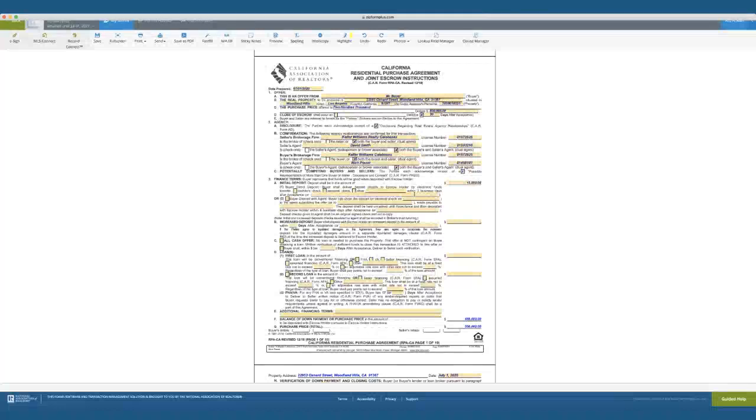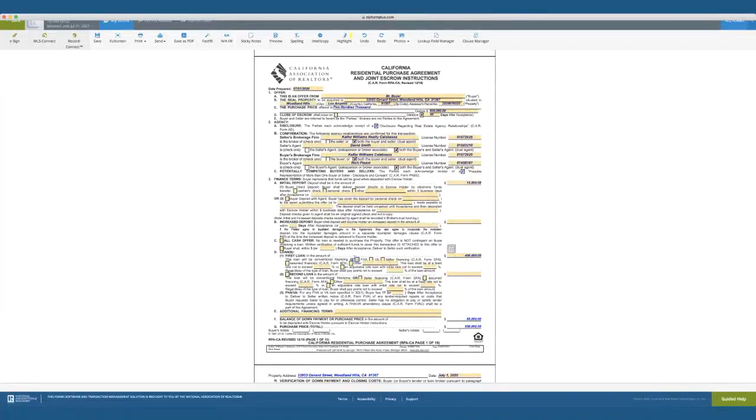So the initial deposit is 3%, and then there's going to be a loan on this. He's going to put 20% down. 20% down is $100,000, and so that will leave a loan of $400,000. I hope I'm counting. Yes, I'm working this right. So that's a $400,000 loan.